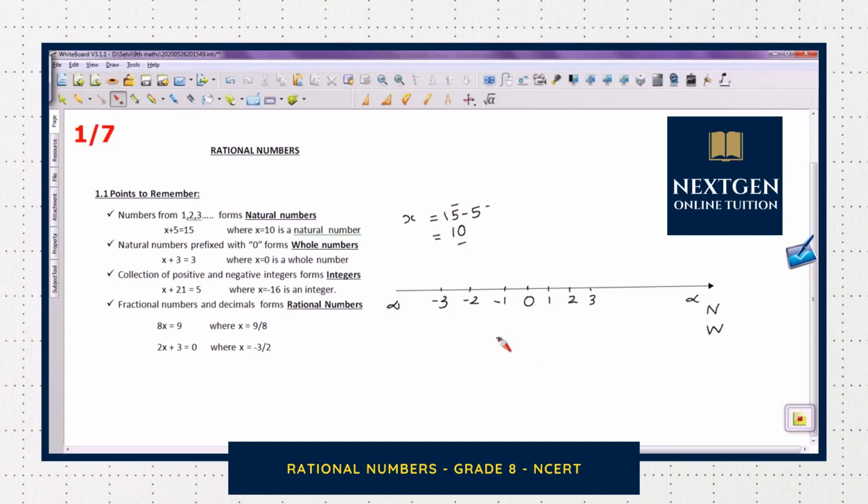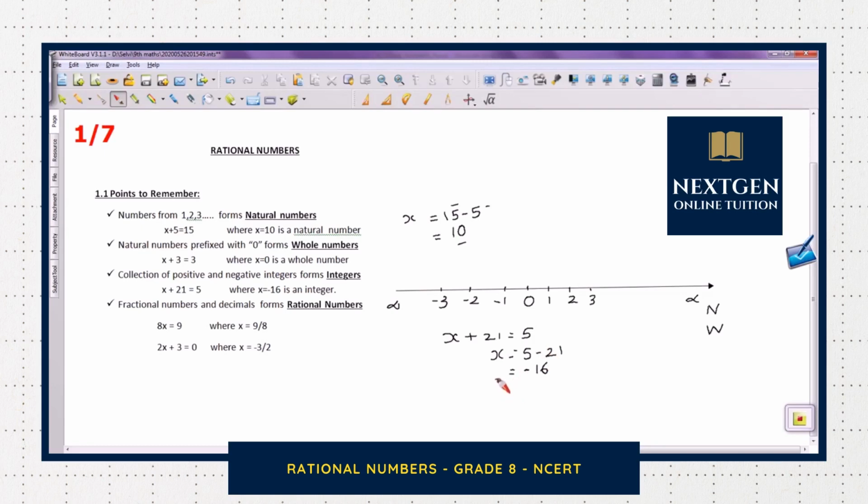So, if I ask you to find the value of x in this equation, now 5 minus 21, the value is 16. It takes the greater number's sign, that is minus. So, minus 16 is an integer.